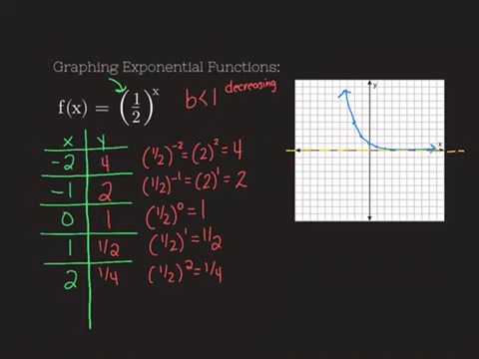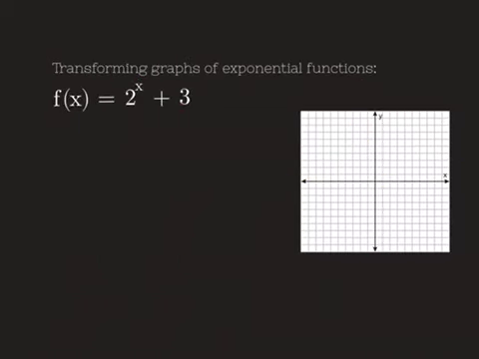So this means our domain and range is actually the same. We have no restrictions on what we can plug in for x. This is the line y equals 0, and our graph only exists above that, so our range is from 0 to infinity as well. Okay, so now let's look at some transformations.